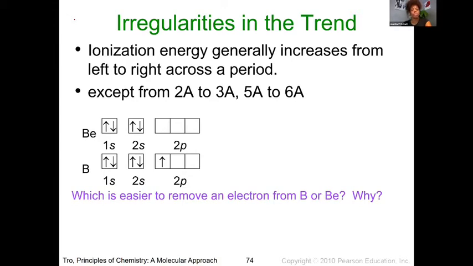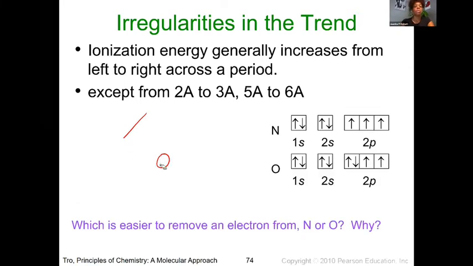If we look at the orbital diagrams for something that's found in 2A versus 3A, beryllium versus boron, ask yourself, which one would it be easier to remove an electron from? The trend is telling us that boron should require more energy. However, if we wanted to remove an electron from beryllium, we have to actually break up a full shell. And breaking up a full shell actually requires more energy than just trying to kick out this one. So in this case, your 3A is going to actually be less energy than your 2A.